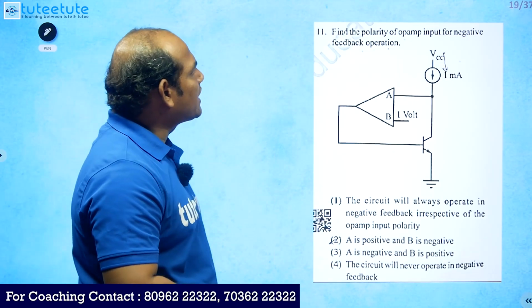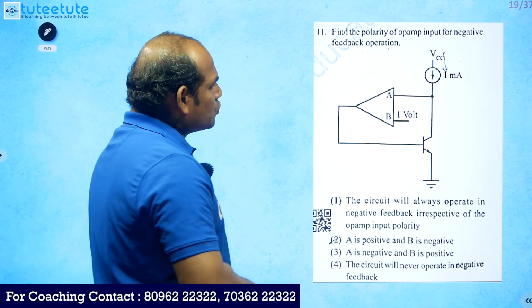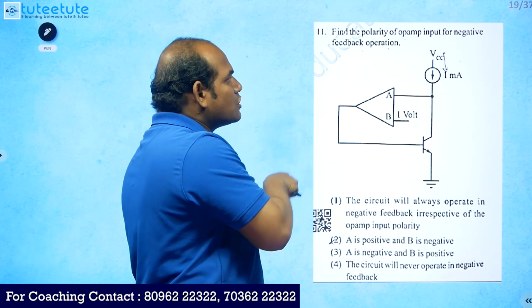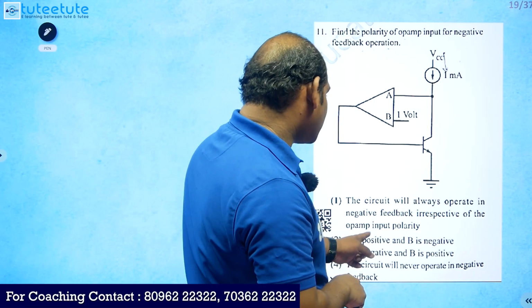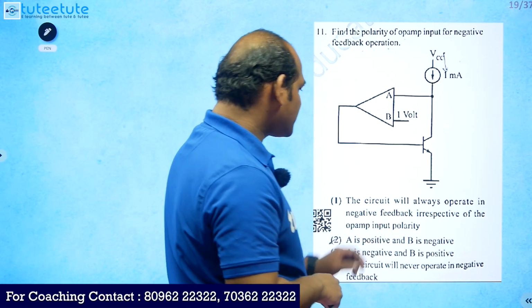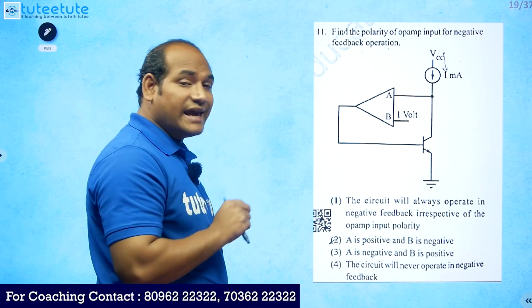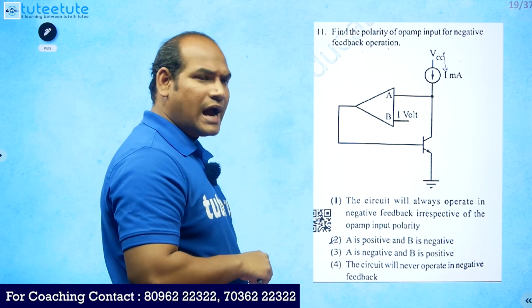Next question. Find the polarity of the operational amplifier input for negative feedback operation. For the negative feedback operation, they are already saying that negative feedback is there. What are the polarities? If you see the options, they are giving A is positive, B is negative, or A is negative, B is positive. Like that we have to tell the polarities of terminals A and B, which is the inverting terminal and which is the non-inverting terminal. That is what we need to identify.